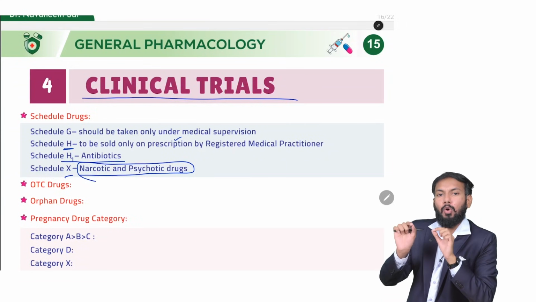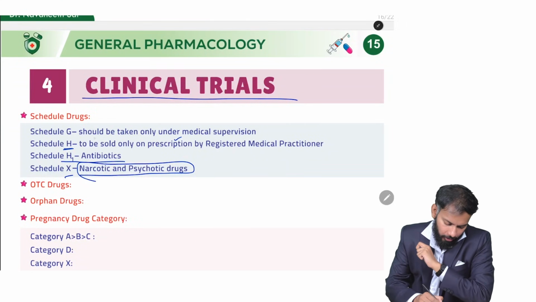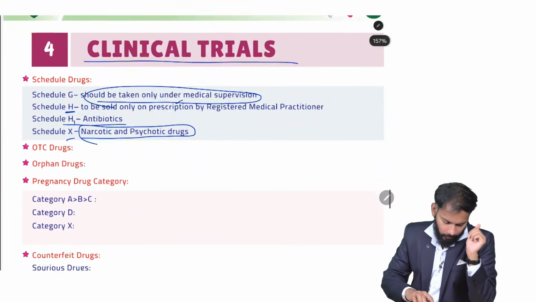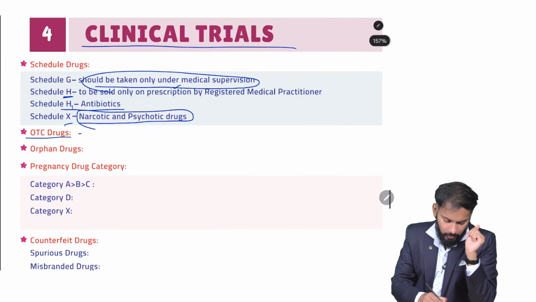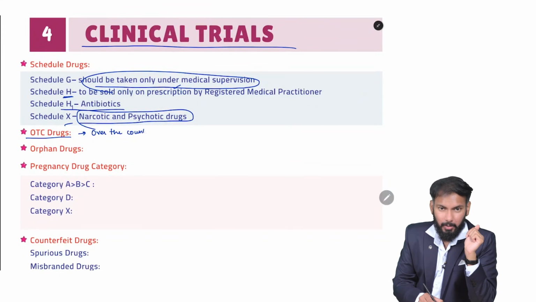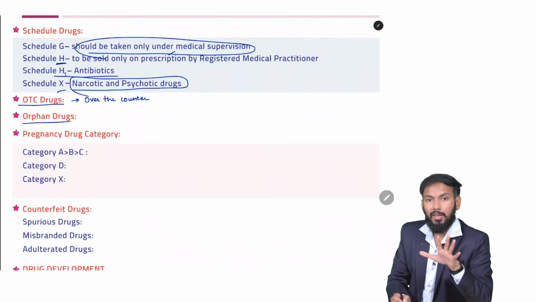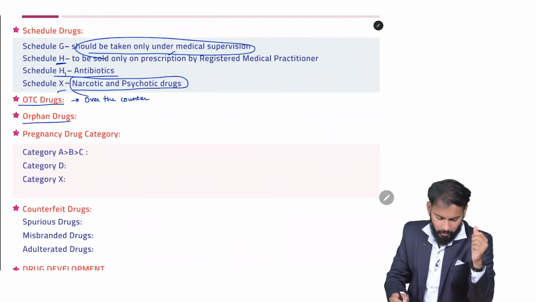Schedule G is given only under medical supervision. So G, H and X, that's all. Now coming to the OTC drugs, these are given over the counter. That means you don't need any kind of prescription. Orphan drugs. Orphan drugs means these are drugs used for very rare conditions.